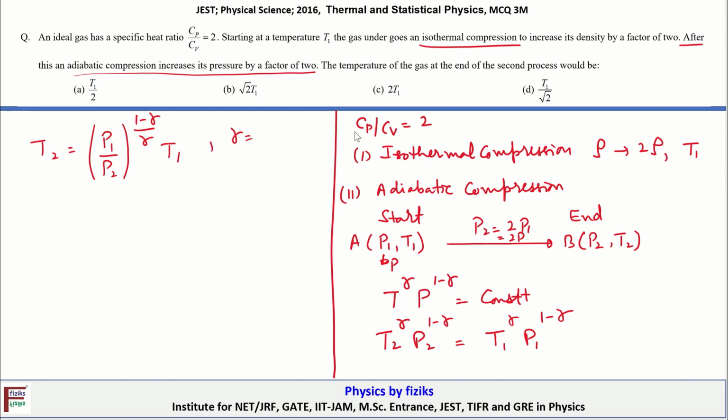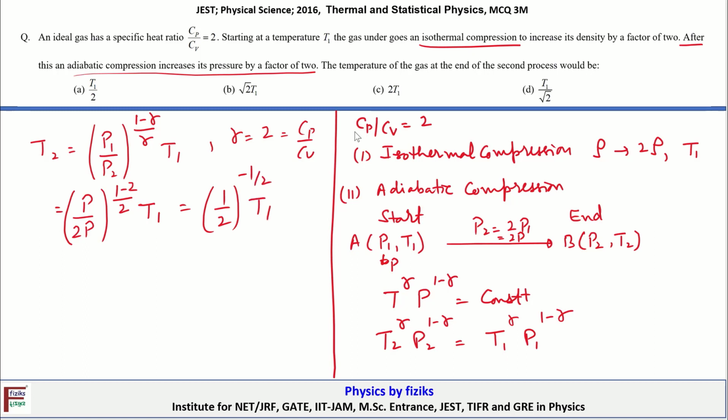So gamma is given as 2, that is Cp by Cv, it's given to us, so we are going to make use of this value. P1 is P, the initial pressure, and P2 is twice the initial pressure, 2P, and then its power is 1 minus 2 upon 2, multiplied by T1, that is the initial temperature. So this is equal to 1 by 2 power minus 2 multiplied by T1, or you can say T2 is equal to under root 2 times T1. So therefore B is the correct option here. So this completes the solution for this one.